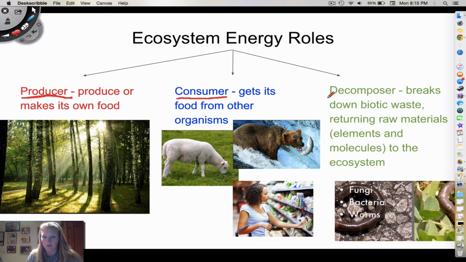And then the last role is a decomposer. A decomposer breaks down biotic waste, so dead animals, dead plants, dead things, and returns the raw materials back to the ecosystem.